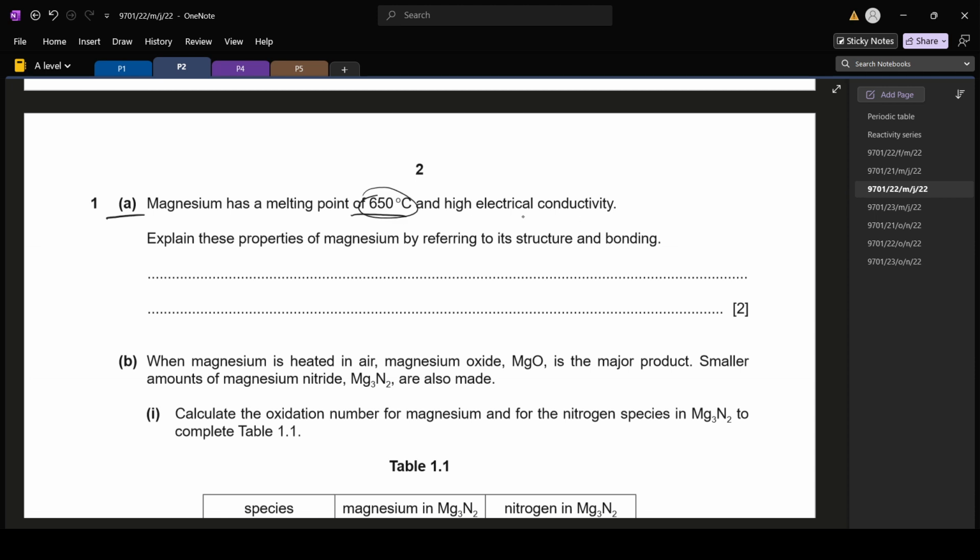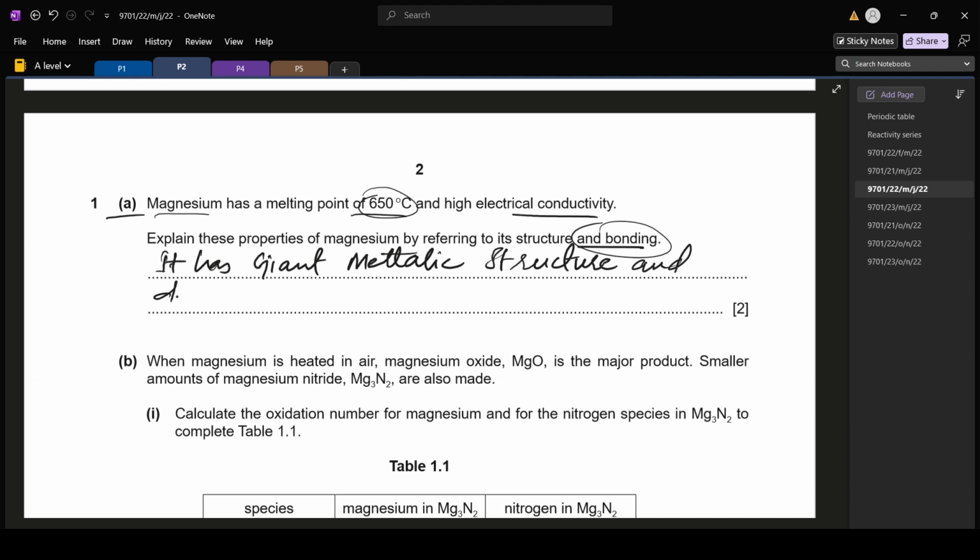Magnesium has a melting point of 650 and a high electrical conductivity. Explain these properties of magnesium by referring to its structure and bonding. So it has a high melting point, so it must be a giant structure, and secondly, it conducts electricity. So it must have metallic bonding. Okay, so it has a giant metallic structure and delocalized electrons can move through the structure.